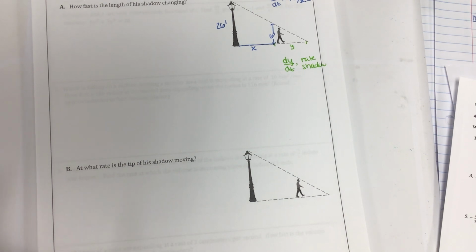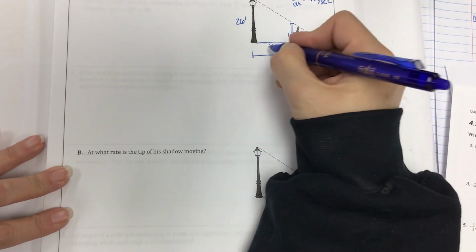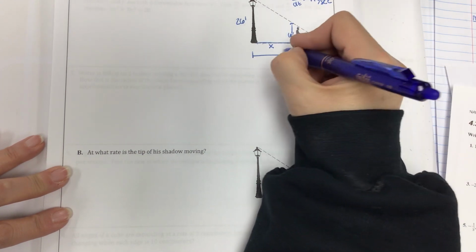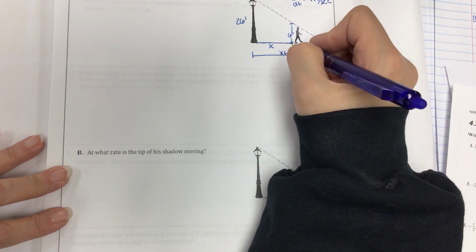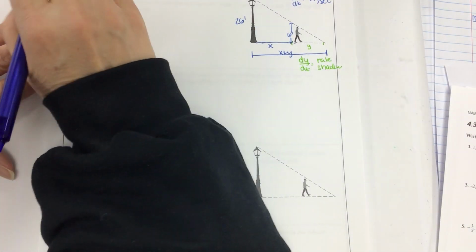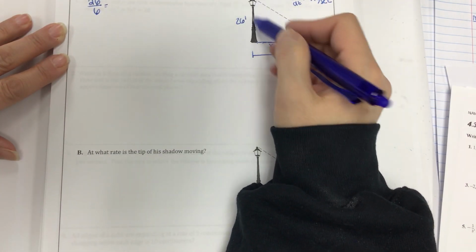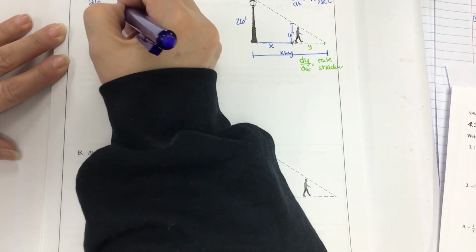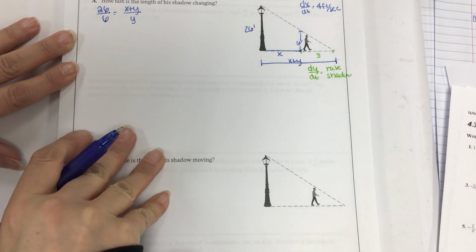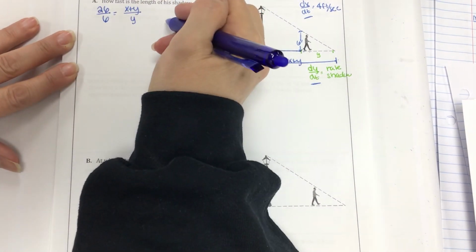To me, it looks like I'm going to have to set up a proportion, the big triangle versus the little triangle. The big triangle is 26 feet tall, and the whole long side would be the distance from the lamppost plus the shadow, so x plus y. The little triangle would be the 6 feet and the y. So 26 feet over 6 feet is the big triangle over the little triangle, which is x plus y over y. I'm just trying to come up with an equation to relate my rates. Here I can cross multiply.